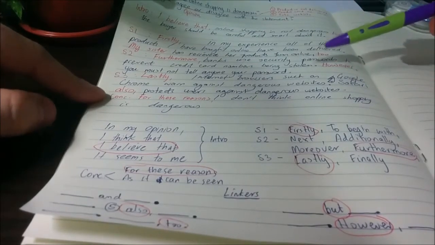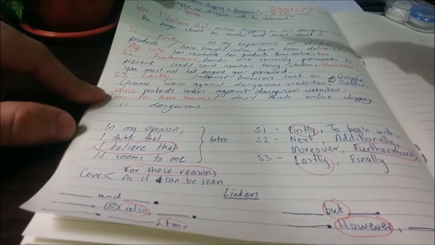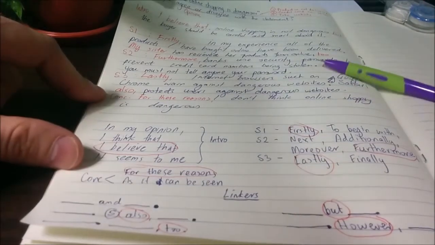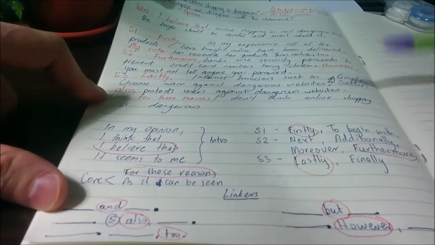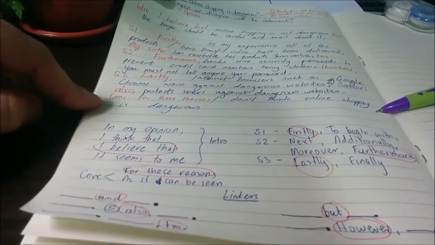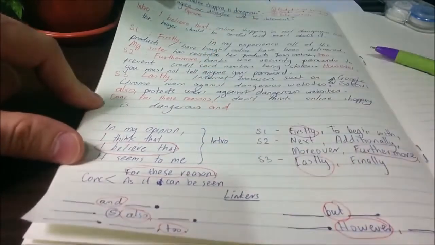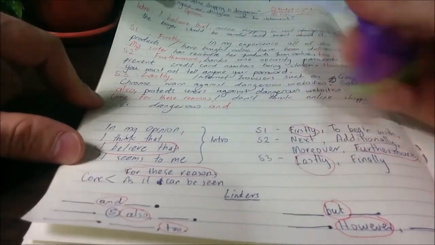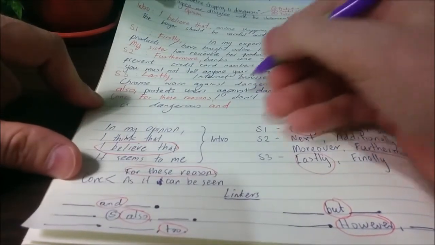Okay, and my last sentence is for these reasons, I don't think online shopping is dangerous. And let's see, I haven't used "and" yet, so I should use "and". So I'm going to say more and make this sentence longer. I'm going to say and put one more sentence. It can be a safe and positive experience for everyone.